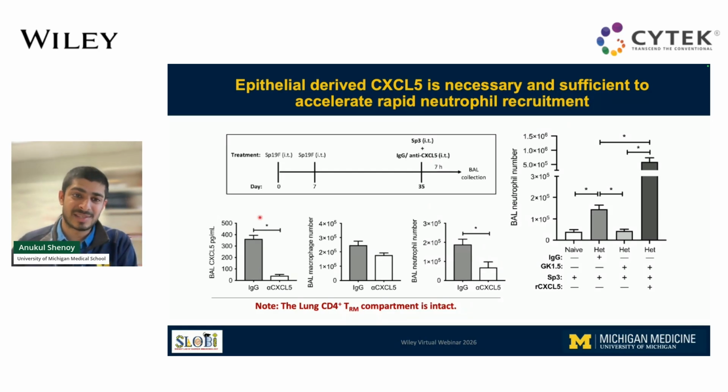And consistent with the CXCL5 neutralization, we also again saw the loss of neutrophils, which suggests that you can have all the CD4 T cells under the sun in your lungs, but if your epithelial cells are not doing their job, those T cells are not going to be protective. And we can prove that by doing another experiment where we take these experienced mice and give them GK1.5 to deplete the CD4 T cells. Yes, the neutrophils go down. But even after depleting the CD4 T cells, if we give the epithelial-derived CXCL5, the neutrophil influx can come back up, suggesting that actually the epithelial cell plays a very important effector role in calling the neutrophils into the lungs.